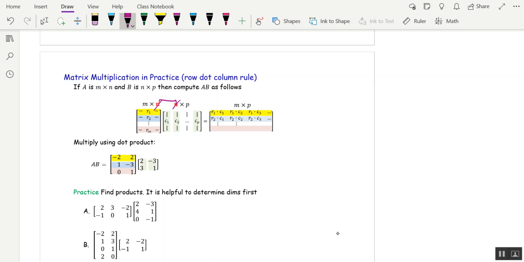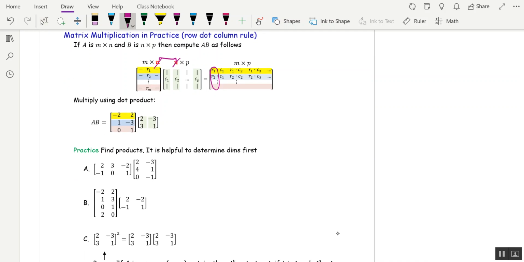And the way you're going to find that product is you're going to think of the second matrix B as a bunch of columns. The first column of the product AB will be the whole matrix A dotted with the first column of B. That's not making a lot of sense, so I'm just going to show you what I mean.